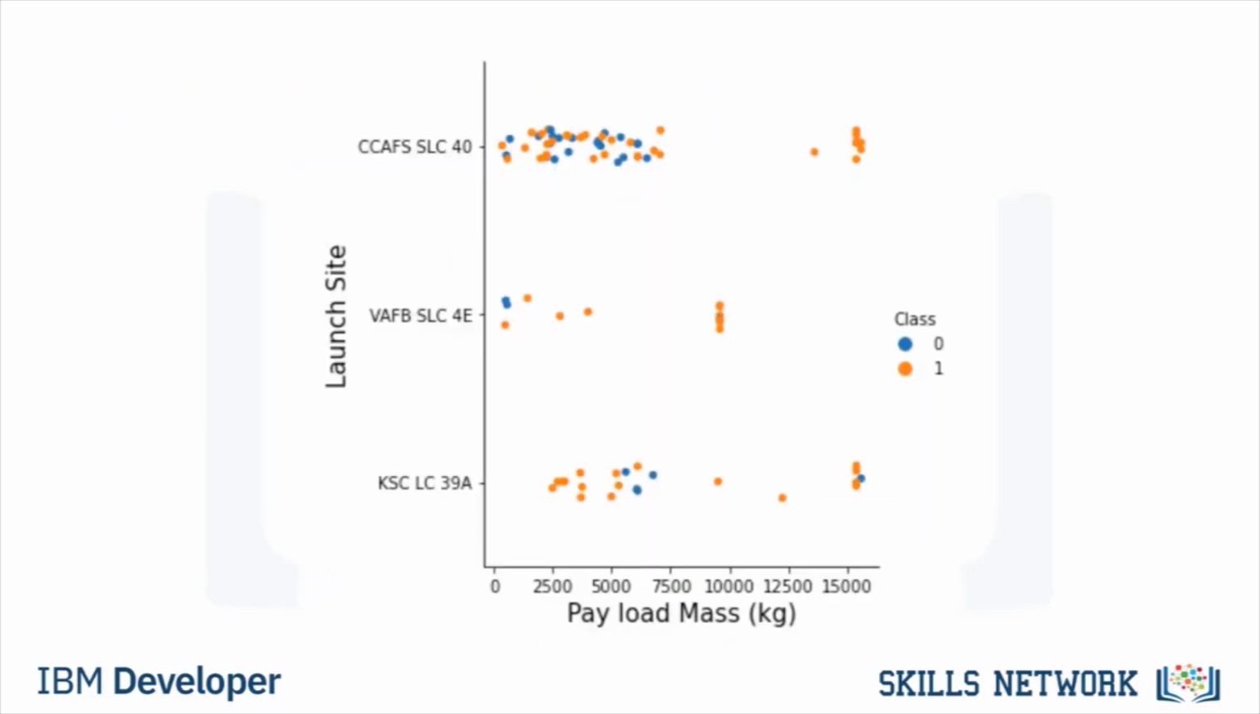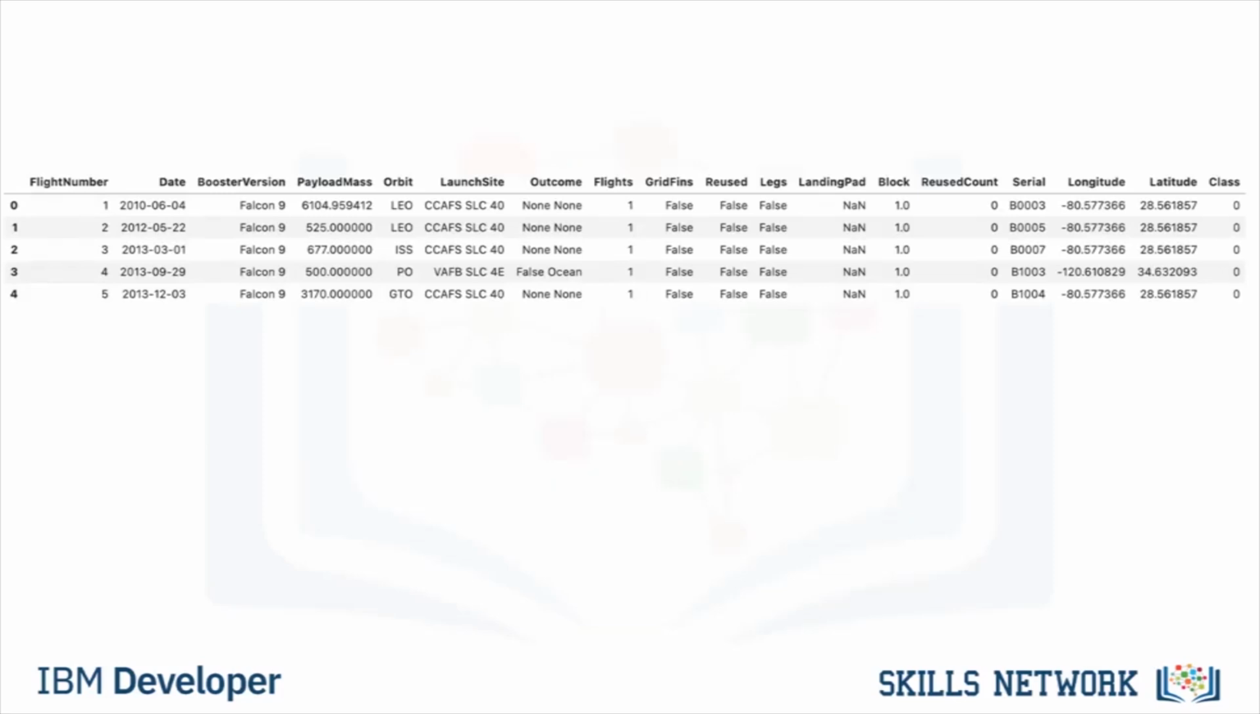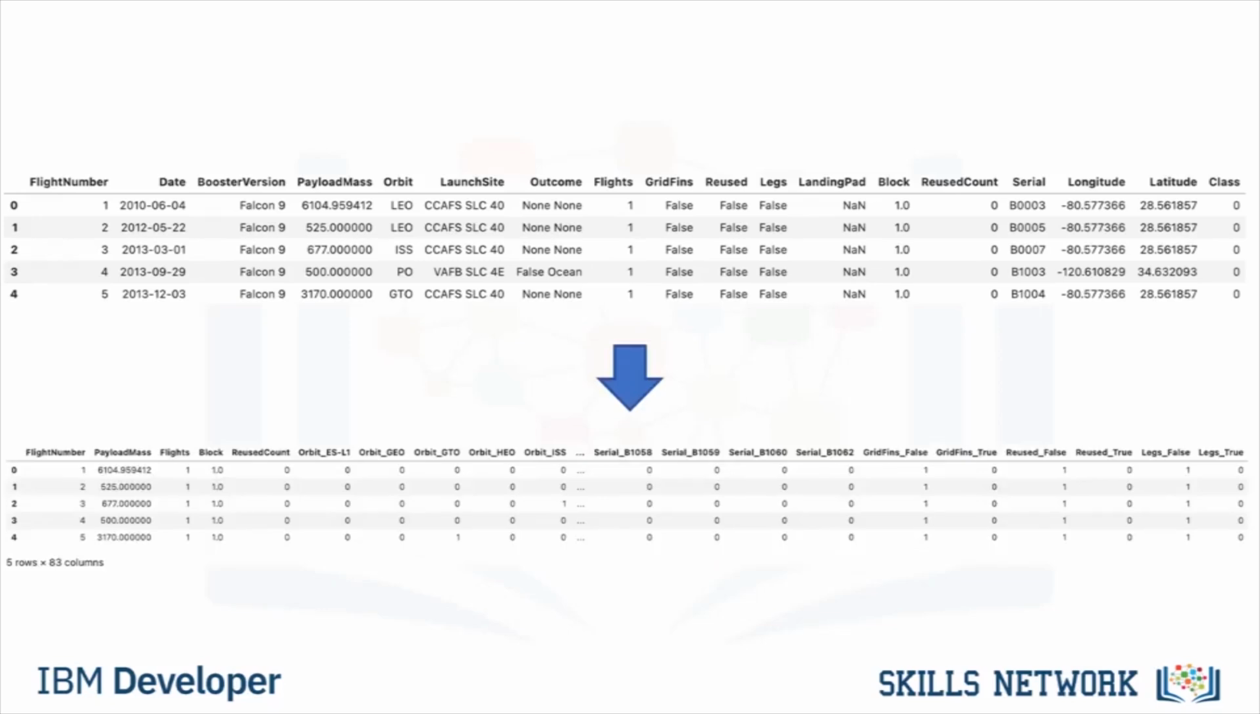Combining attributes also gives us more information. If we overlay the result of the landing outcomes as a color, we see that CCAFS LC-40 has a success rate of 60%, but if the mass is above 10,000 kilograms, the success rate is 100%. Therefore, we will combine multiple features. In the lab, you will determine what attributes are correlated with successful landings. The categorical variables will be converted using one-hot encoding, preparing the data for a machine learning model that will predict if the first stage will successfully land.